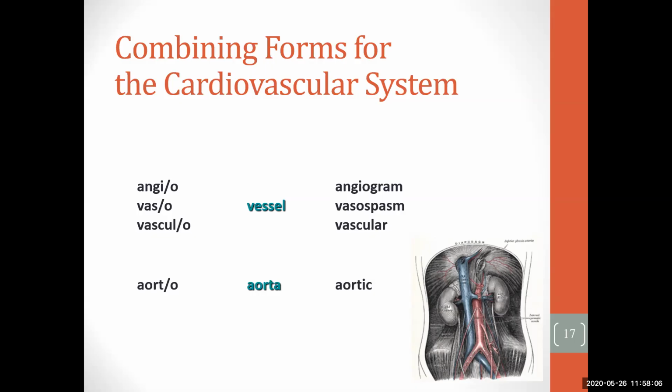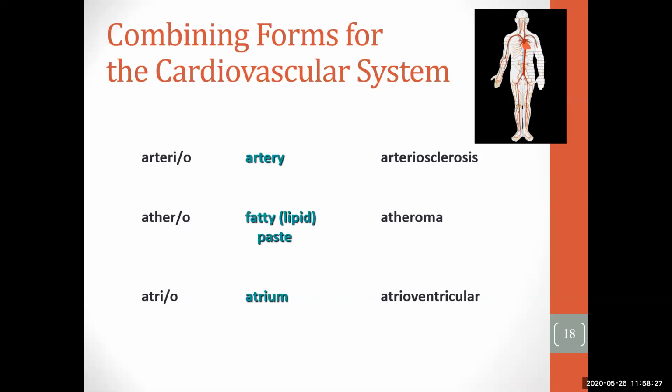Angio, vaso, vasculo are all vessels. So an angiogram means we're going to look at a picture or study of the vessel. Could be a spasm, vasospasm, and vascular, pertaining to the vessel. Aorto is aorta, aortic pertaining to. Arterio is artery. Sclerosis is hardening. So arteriosclerosis is hardening of the arteries, typically by that plaque, and athero is a fatty lipid paste. Atheroma would be a tumor of the fatty paste. So atherosclerosis is often used as well.